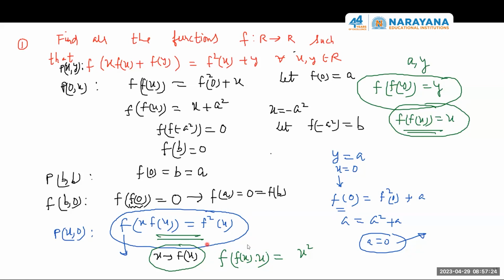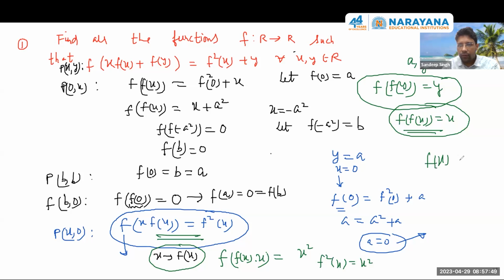I think this is only working. f of f of x, I can write it as x. And RHS is f of f of x whole square, and f of f of x is x. So basically, f of x into f of x is x square, and f of x into f of x is f square x. So from here, I'm getting f square x as x square. So there are two solutions, f of x equal to x or f of x equal to minus x. So you have obtained these two solutions only.